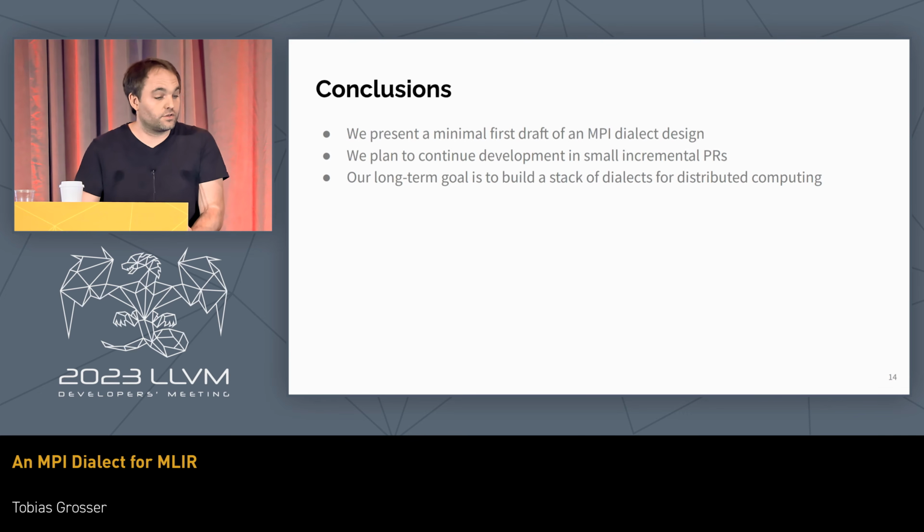And the conclusion: this is a minimal first draft of an MPI dialect. We plan to continue development in small incremental PRs if we get feedback from the community and actually manage to upstream this first draft. And our long-term goal really, I think, is quite ambitious. I think MLIR is doing really great for single node workloads, and it would be nice at least to have first-class support in MLIR for HPC-style communication.